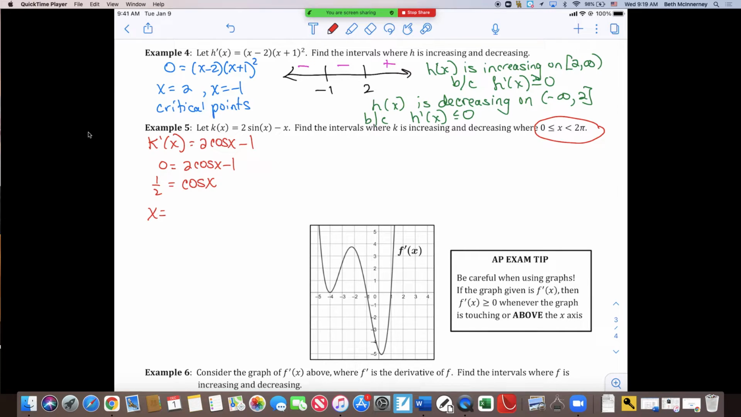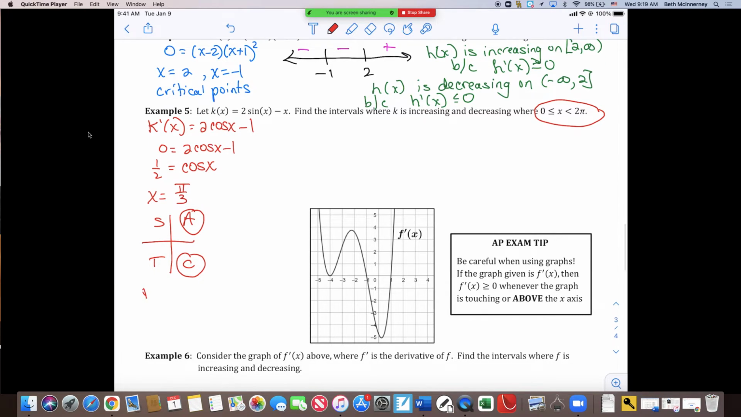So all students take calculus. Cosine is positive in the first and the fourth quadrant. Since I'm in my first quadrant, that's my reference angle. So what would be the angle in the first quadrant where cosine of that angle is 1/2? Pi over 3. If you're struggling, go back to your 30-60 right triangle.